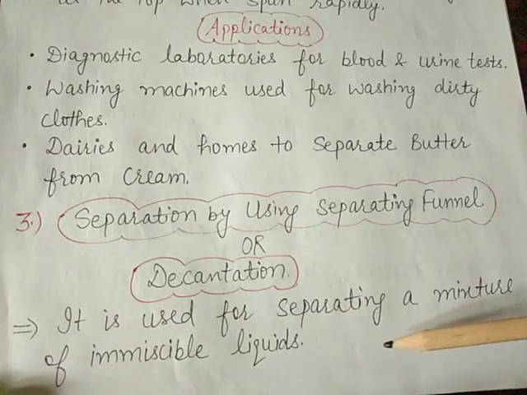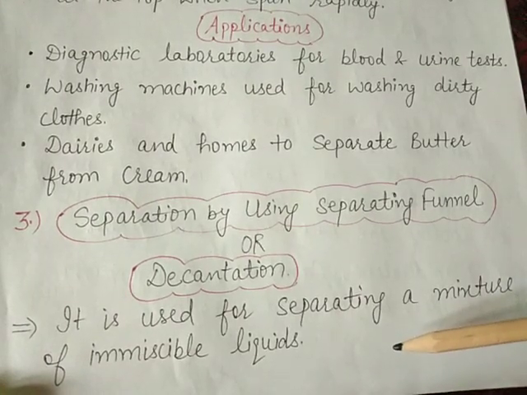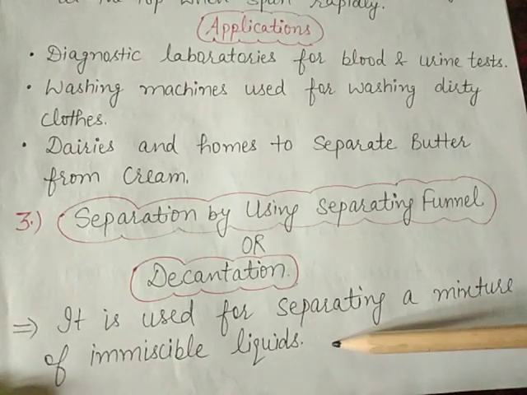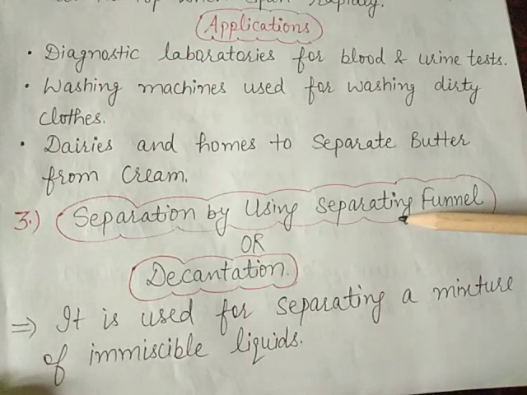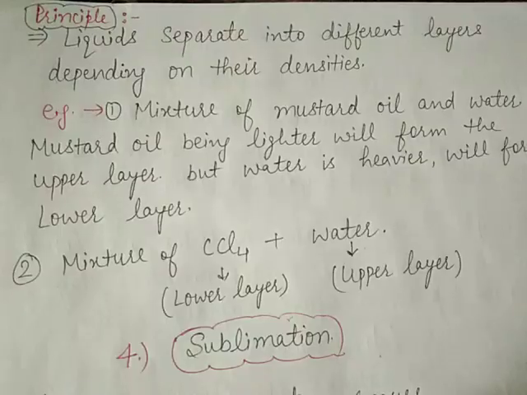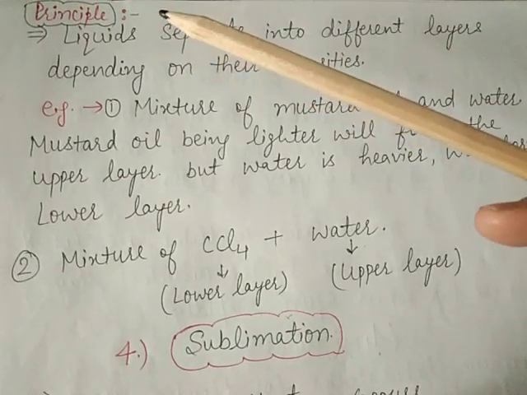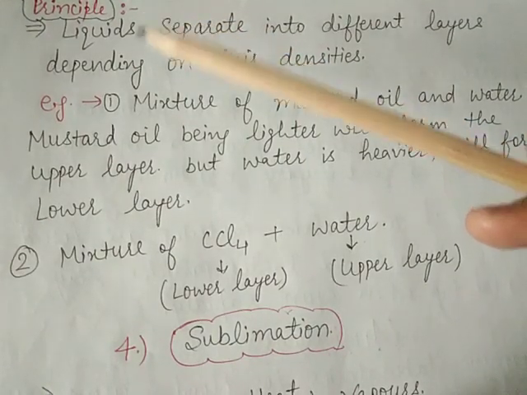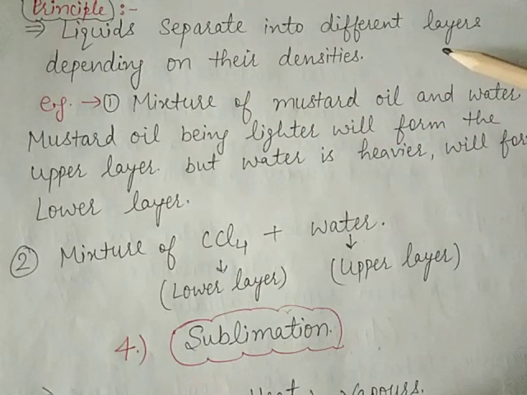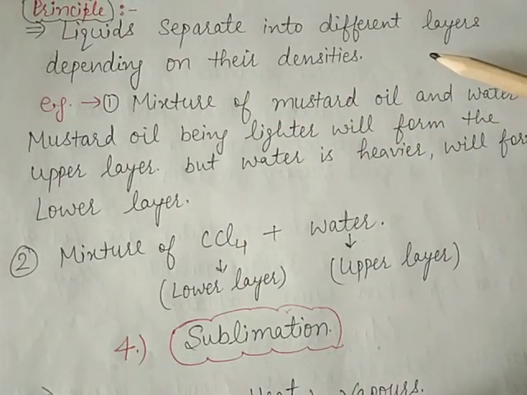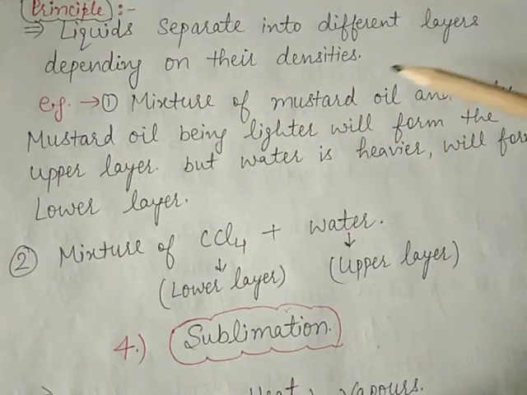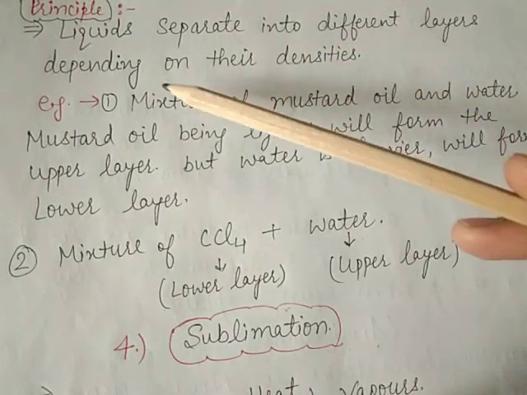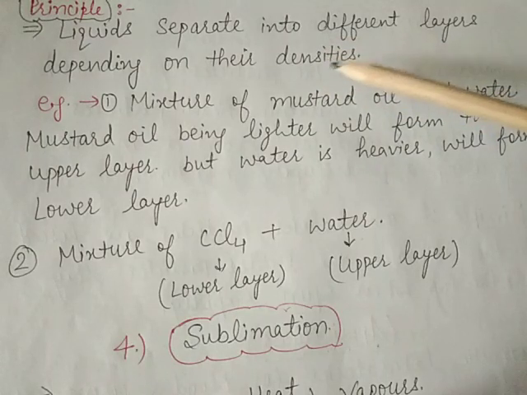This mixture is a heterogeneous mixture, and the separation can be done by using the separating funnel. Now, this method is based on the principle that immiscible liquids separate out in layers depending on their densities. It means it depends on their density.